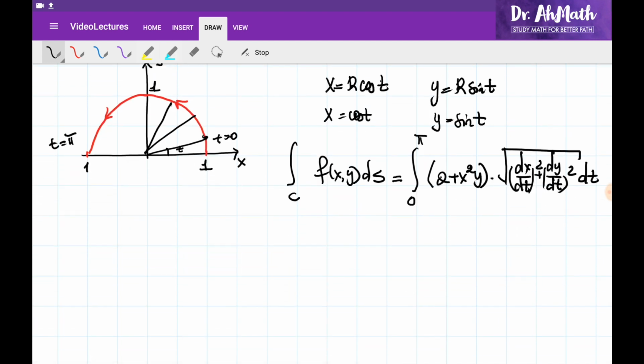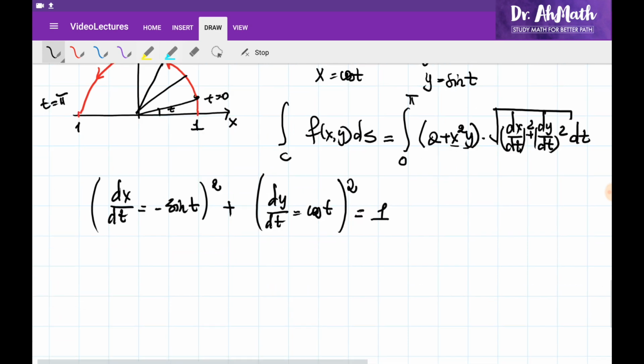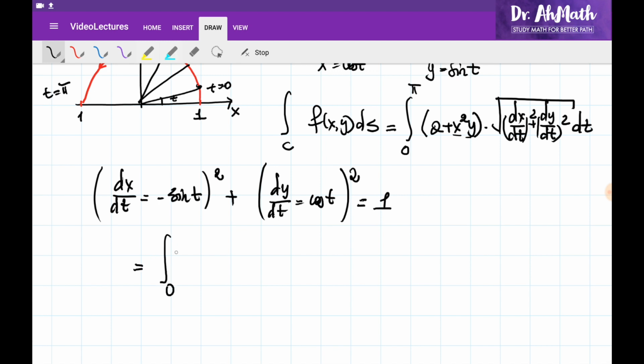So in order to simplify this, let's substitute the dx/dt here. So dx/dt would be equal to minus sine of t, and dy/dt would be equal to cosine of t. So if I take its square and add this to the square of dy/dt, it would be simply equal to 1, since it is sine squared plus cosine squared of t. And I could substitute x and y with cosine and sine, and what I get is the integration from 0 to pi of t plus cosine squared of t multiplied by sine of t, and we need to integrate this with respect to t.